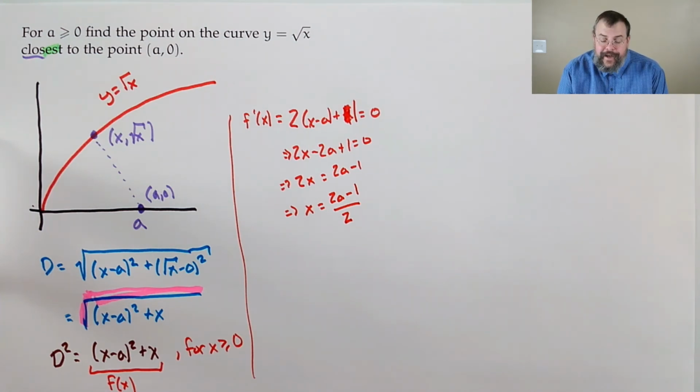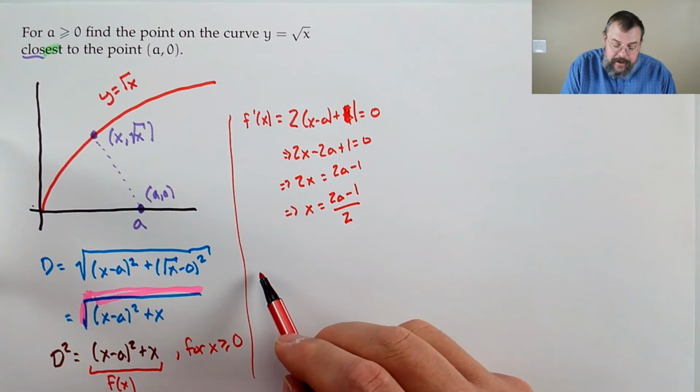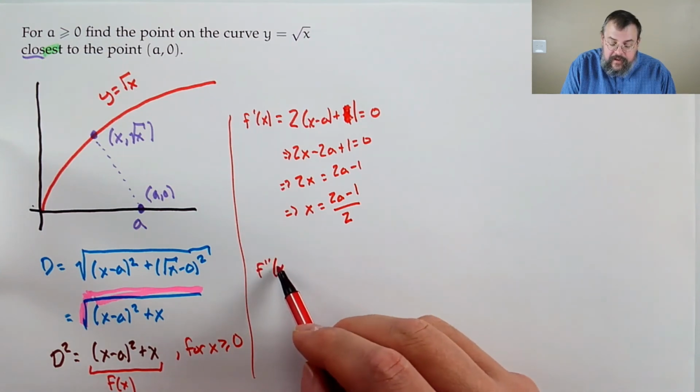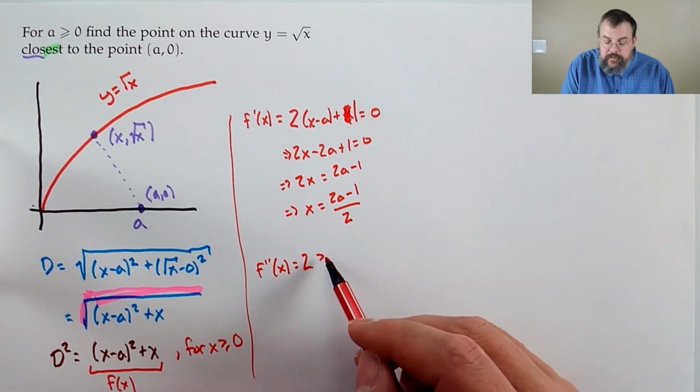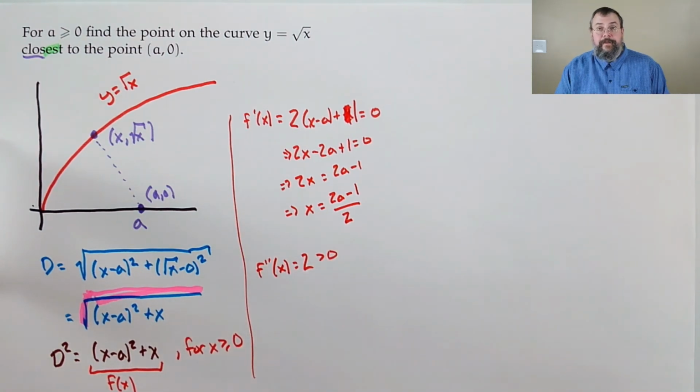Okay, now, do I have a max or a min? Well, that's also easy to spot, because I can take the second derivative. Second derivative is 2, which is positive, which means that's definitely a min. Okay, so that should be our answer. x equals (2a minus 1) over 2. It's always going to be a minimum.